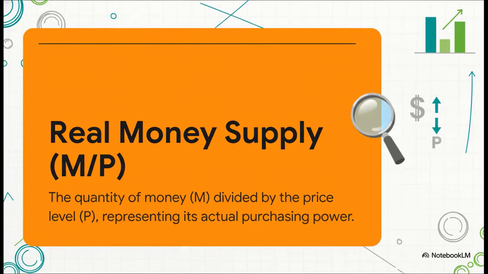The real money supply. It's a really simple but incredibly powerful concept. It's not about the number of dollar bills floating around. That's M. It's about what those dollar bills can actually buy you. And that, of course, depends on the general price level, P. So when prices, P, shoot through the roof, the real purchasing power of the money in your wallet just plummets.